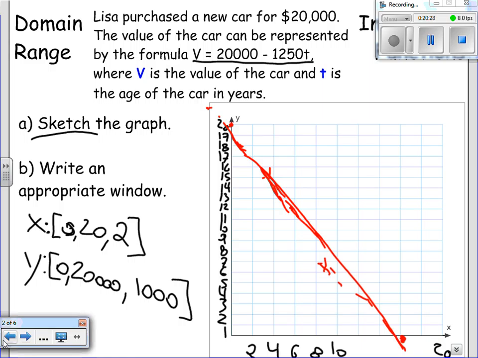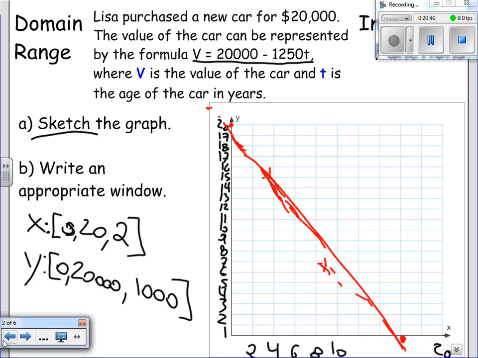That trick only works if you have linear equations like this. That trick won't work if you have an x squared somewhere along the way, because then it's not growing at a steady pace. So you got to be very careful with that.